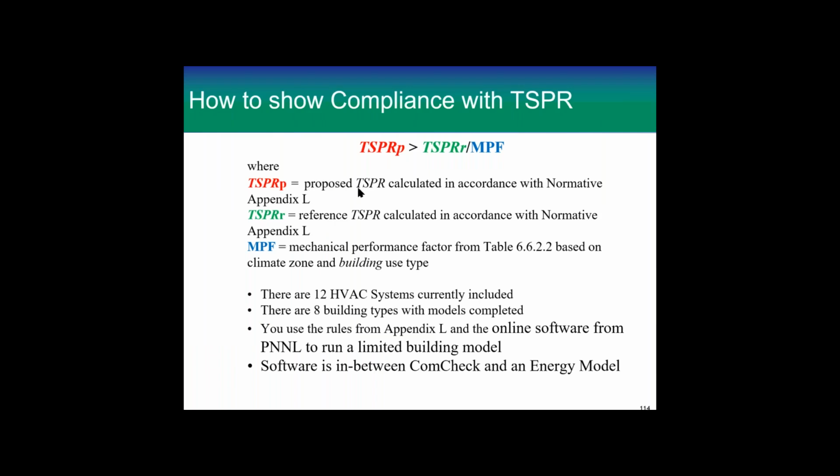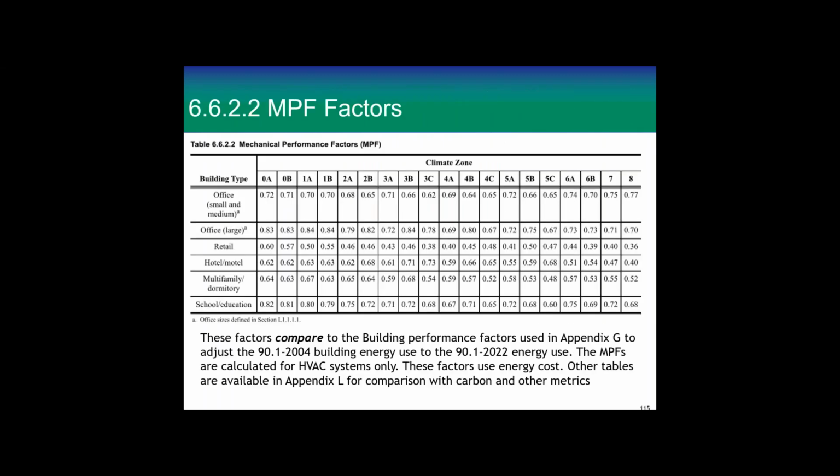So you'll have a proposed TSPR calculated in accordance with normative Appendix L. So that's what your building's like, and then you'll have a reference TSPR that's generated based on the kind of building you've got, and then you'll divide it by the mechanical performance factor from the climate zone table, and that's the way this will work. So there are 12 systems.